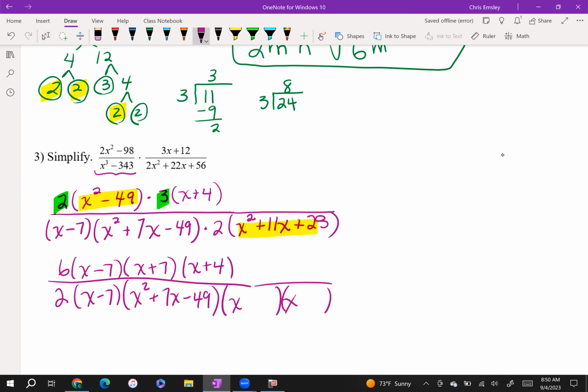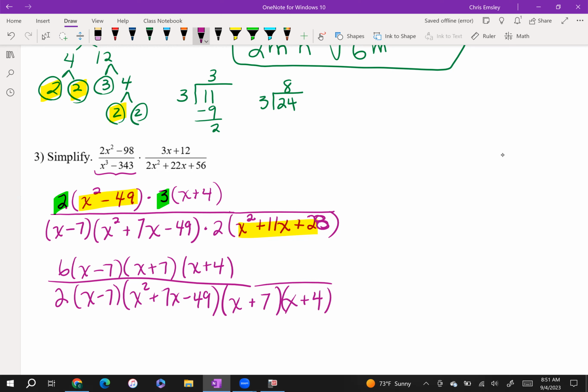This should have been 28, not 23. 28, fix that up. Sorry about that. Fix it on your paper if you're working. 28. We need to break that into two factors, and I'm thinking a 7 and a 4. If I make those both positive, that will give me that positive 11x in the middle.